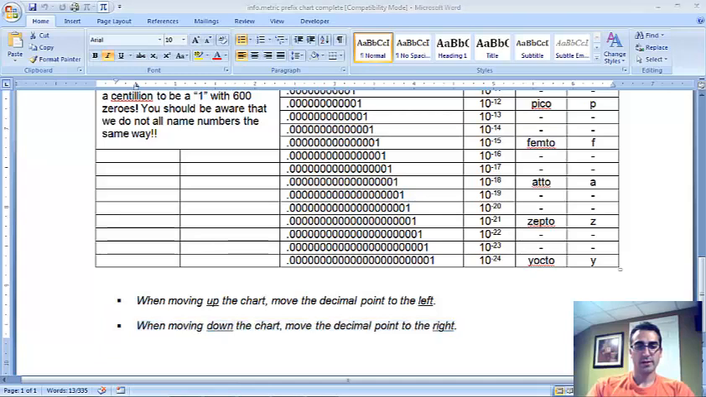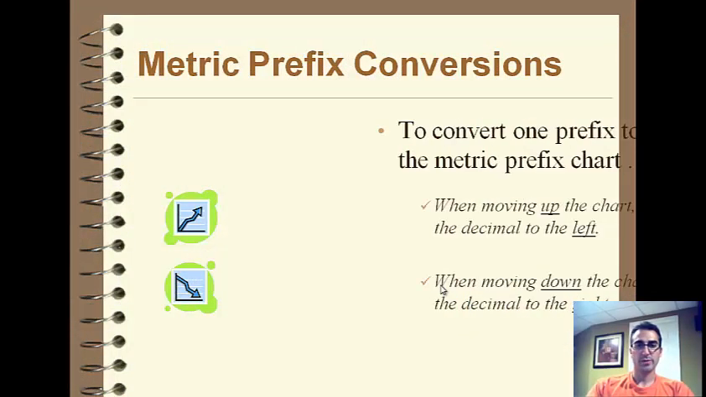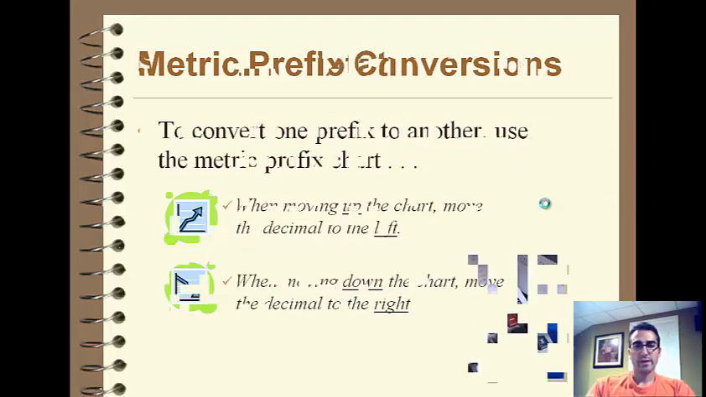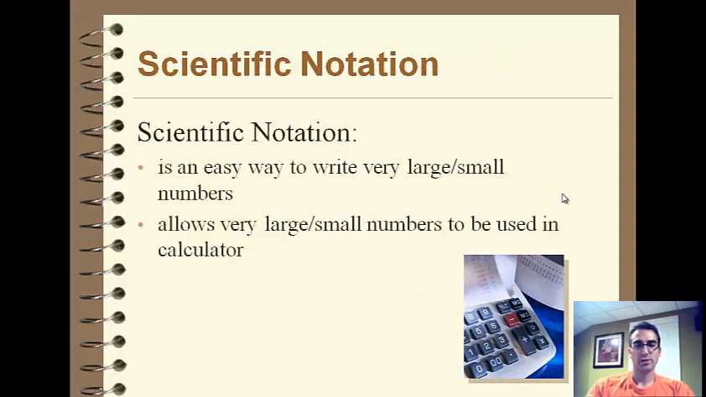Alright, so that is just a quick run through on metric prefix conversions. Hopefully you have some experience with it. And on the summer review packet, the math review packet, there's some examples. The next thing is scientific notation.